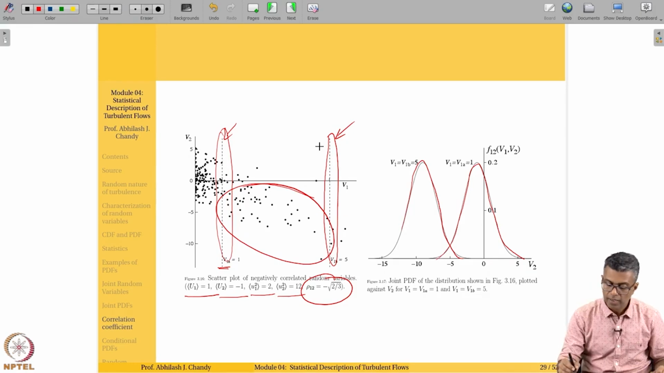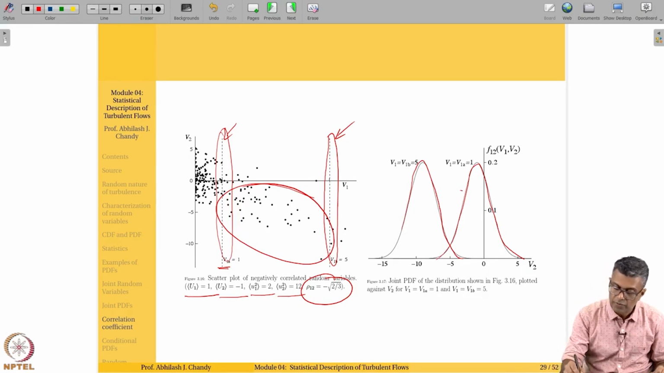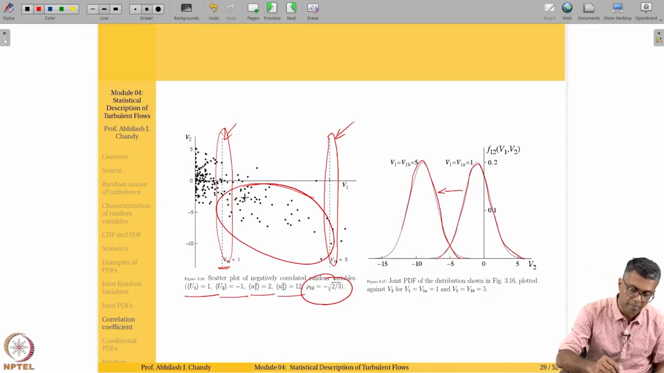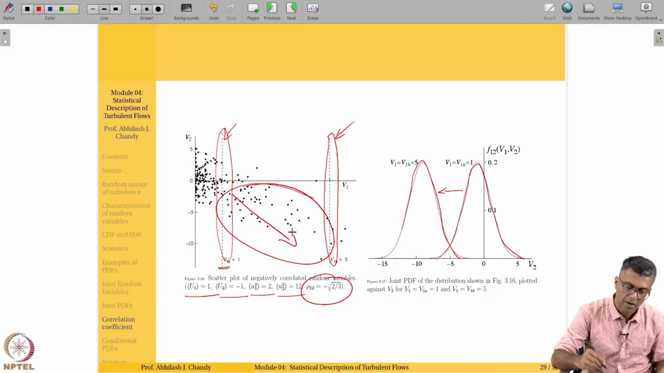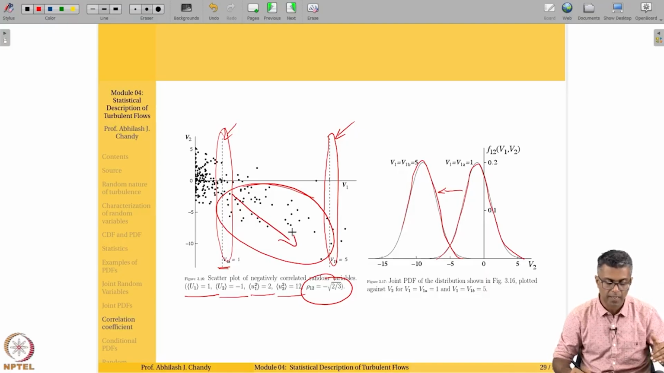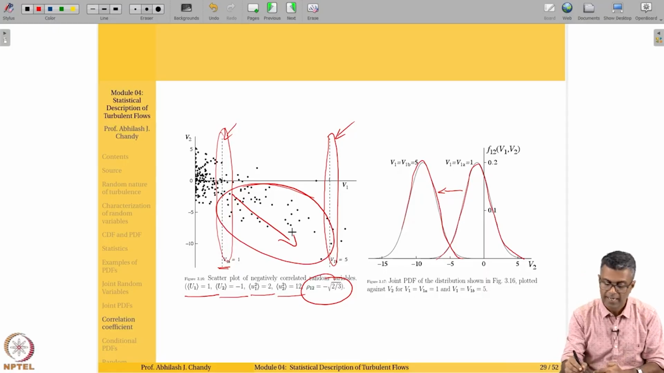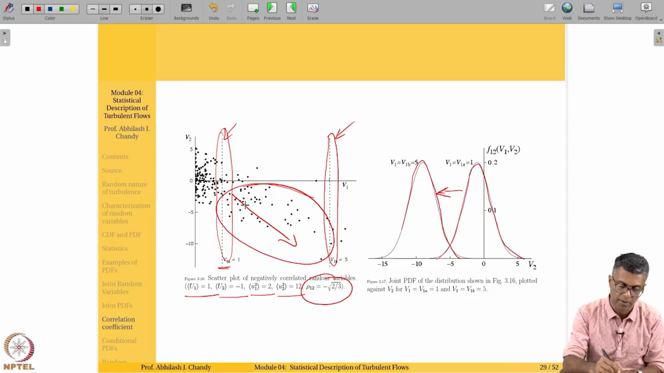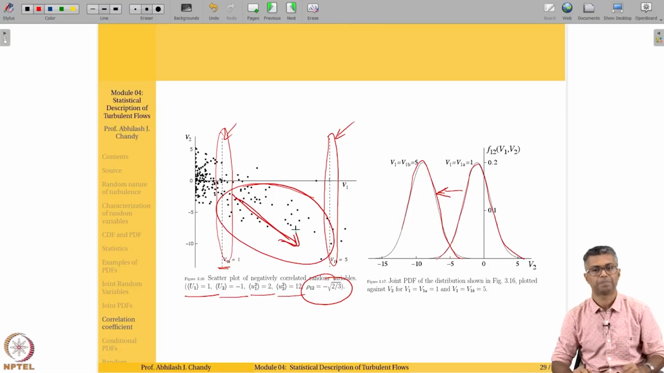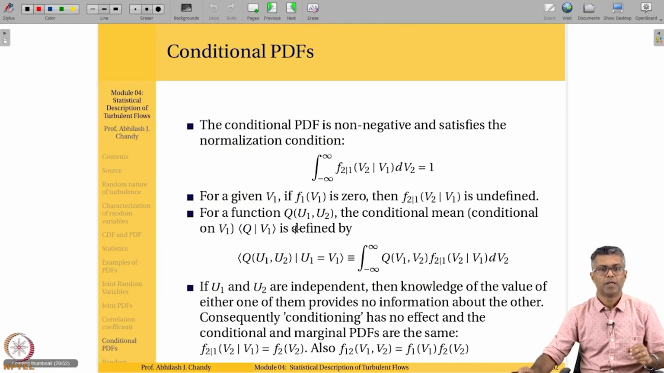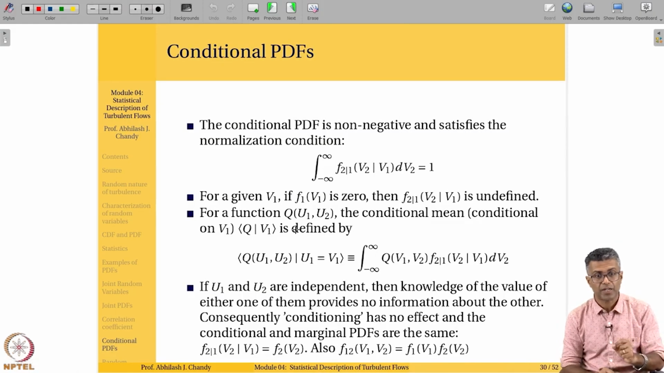So clearly you can see that these curves are shifting towards the left, meaning shifting towards the negative of V2, and that is indicated by the scatter plot as V1 is increasing. As V1 is increasing, my V2 is going more and more negative, and that is what is indicated by this arrow here and this arrow here. Isn't it? So I hope that was clear. So that is the conditional PDF.